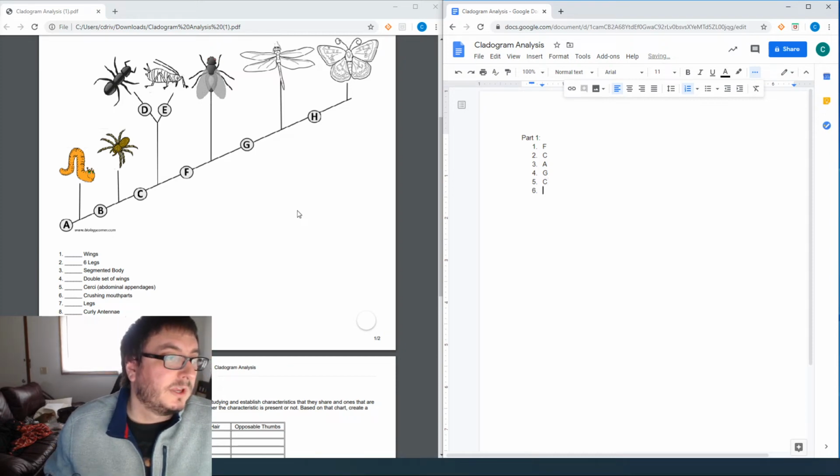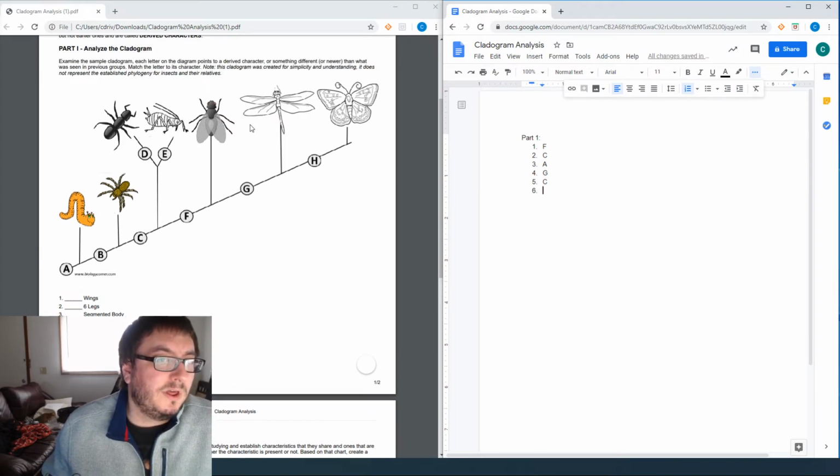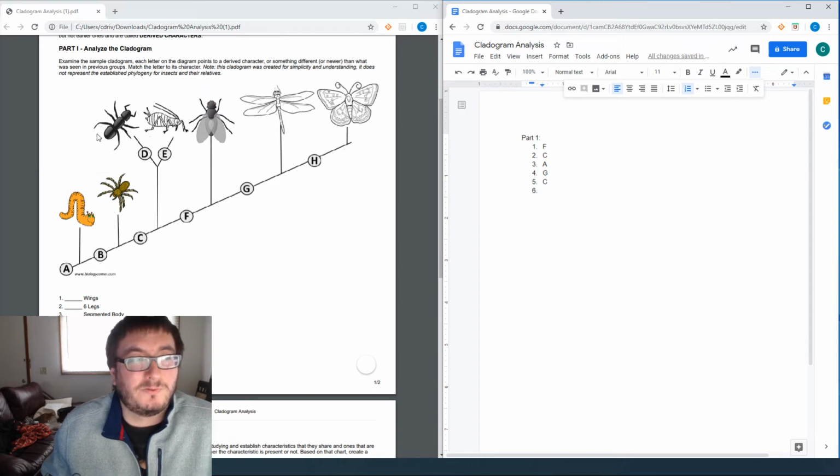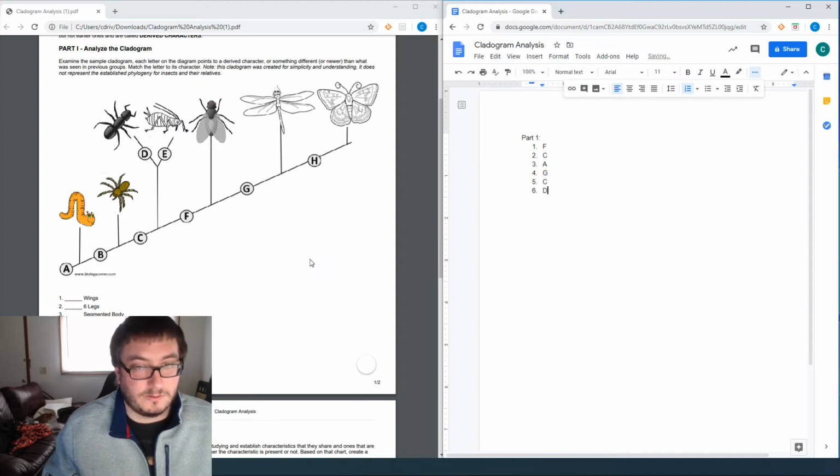Number 6, crushing mouth parts. Now, none of these really have crushing mouth parts except for the ant. Now, if you kind of see here, boom, there's a little split there, and ants kind of go off in their own direction. So letter D, I would say, would be the crushing mouth parts.